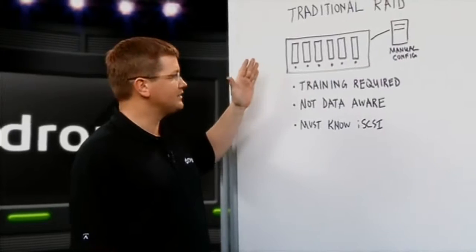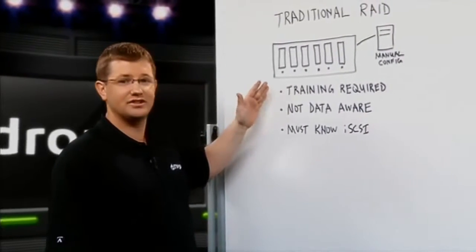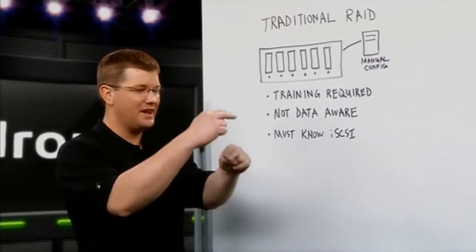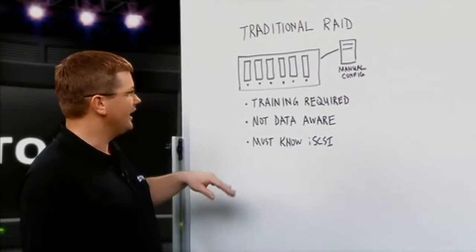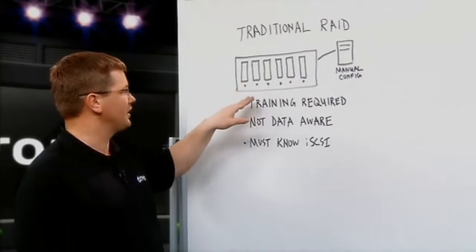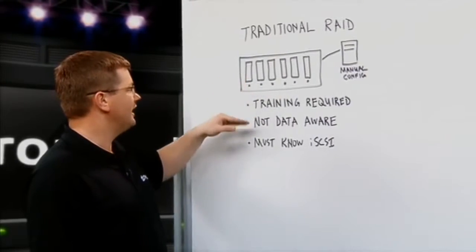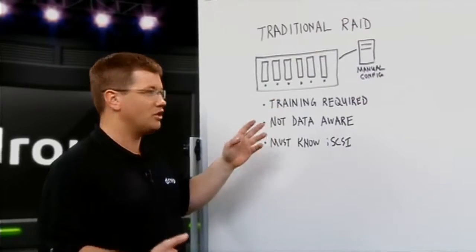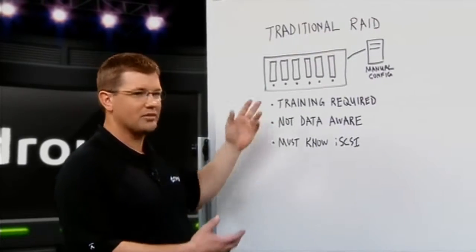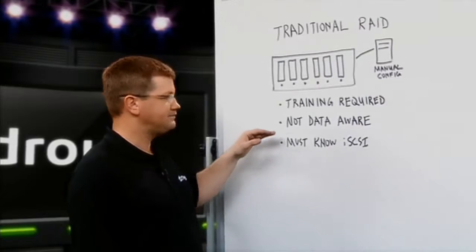Traditional RAID arrays are often fairly complex and sometimes require some training. They'll come with a manual that may be 200 or 300 pages thick. So when anything happens in the array, like let's say a drive fails, the light may blink and you may have to refer to that manual to figure out what to do next. Or if a component fails, the same thing.